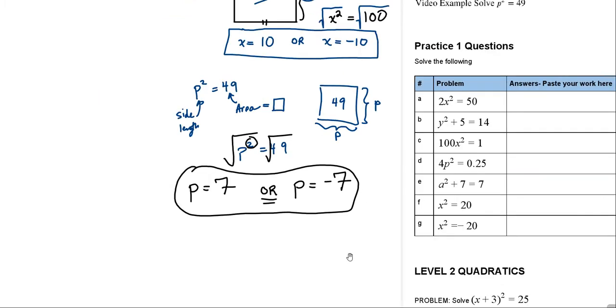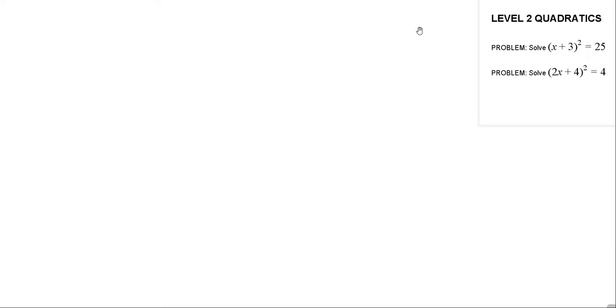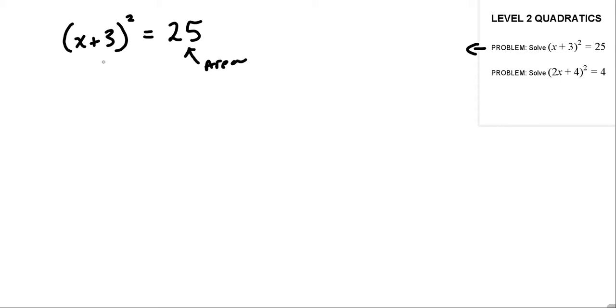I'm now going to move on to level 2. Okay, so we have these level 2 problems here: x plus 3 squared equals 25. Again, if we were to think of this whole number here as our area, and this side length is here, we're trying to figure out what that is. We could draw it out. I could have imported a square really fast, but that's okay. This is the slow version.